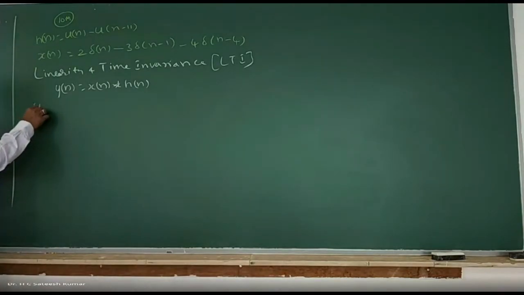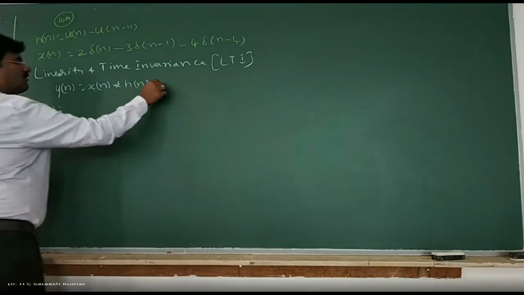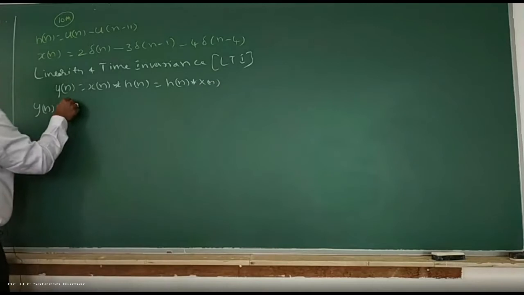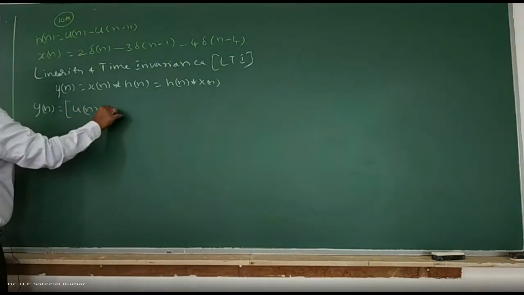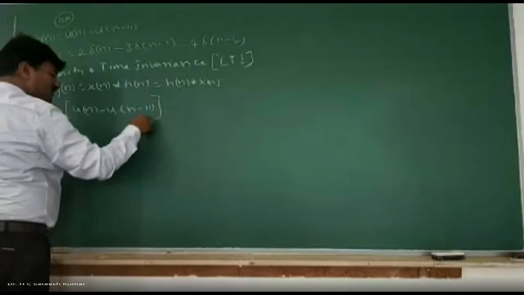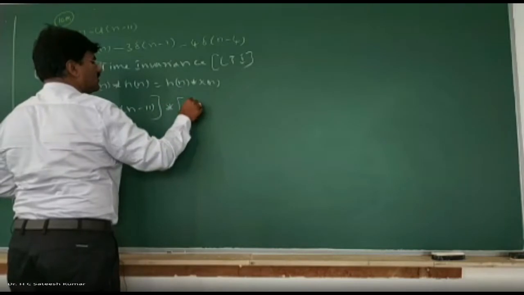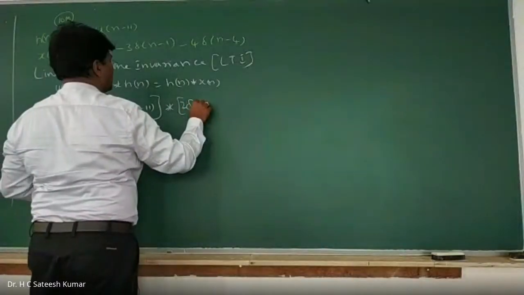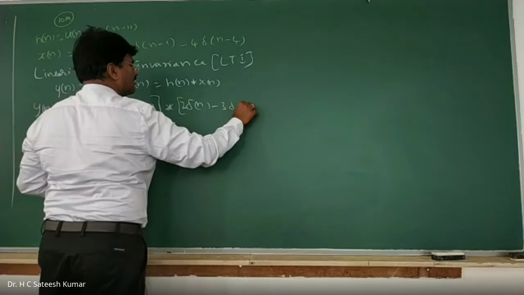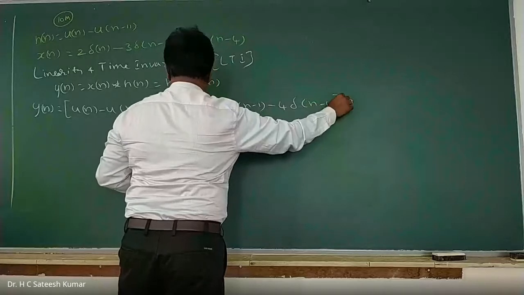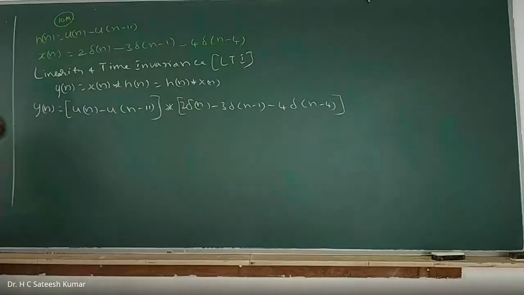You see here, y of n is equal to x of n convolution with h of n, which is equal to h of n convolution with x of n. That is u of n minus u of n minus 11. Instead of sketching the signal, directly we can do it in convolution with 2 delta of n minus 3 delta of n minus 1 minus 4 delta of n minus 4. I'll give a shortcut. Directly we can write the convolved signal.